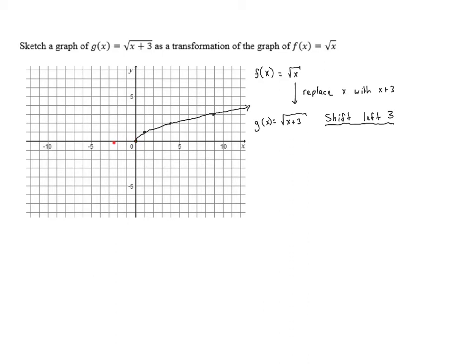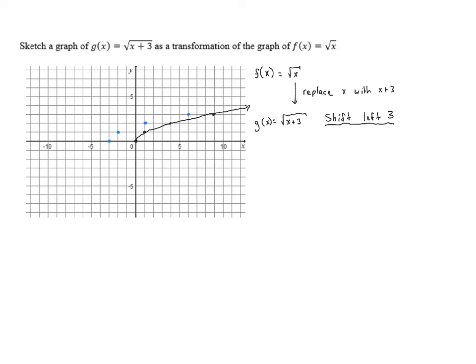So the origin moves to the left 3, and it's going to go right here. Then the point (1, 1) gets shifted to the left 3. It's going to end up here. Then the point (4, 2) gets shifted to the left 3. It's going to end up there. And then the point (9, 3) gets shifted to the left 3, and it's going to end up right here.